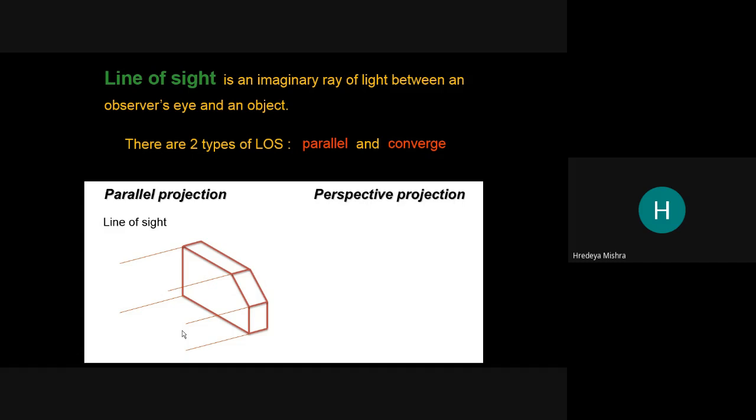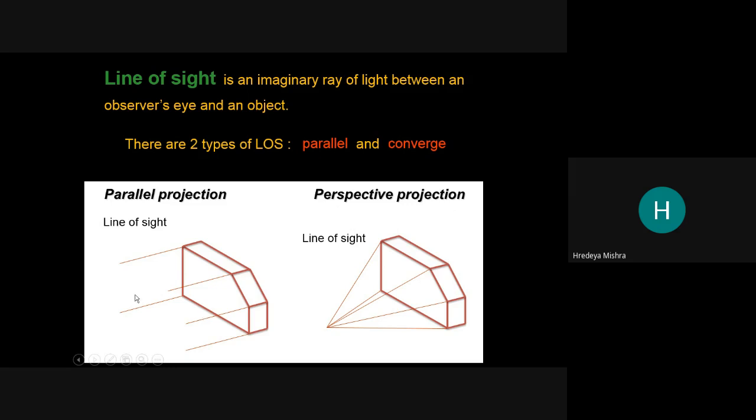And in converge, the rays which come through the object meet at a point. In the perspective or converged projection, here is the observer, so all the rays meet at the eyes of the observer. But here, the lines of sight do not meet at any point because they are parallel to each other.